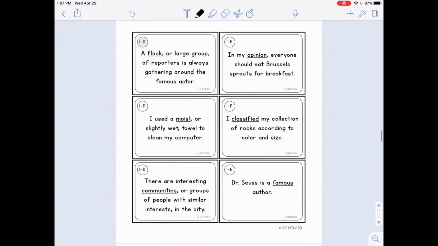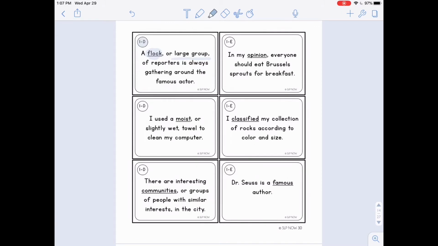All right, here's another example. A flock, or large group, of reporters is always gathering around the famous actor. Let's say maybe we don't know what the word flock means here. From my own experience, I might have heard this related to animals. That doesn't quite fit here, but maybe it's related. A flock or large group of reporters is always gathering around the famous actor. Oh, I see a clue here. This seems like they're explaining what a flock is.